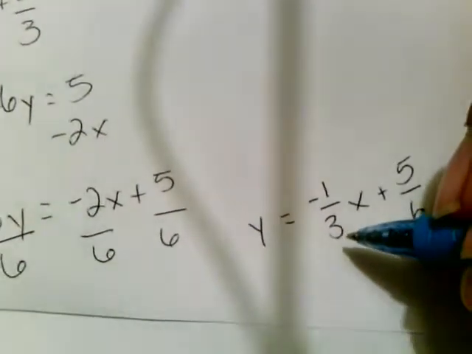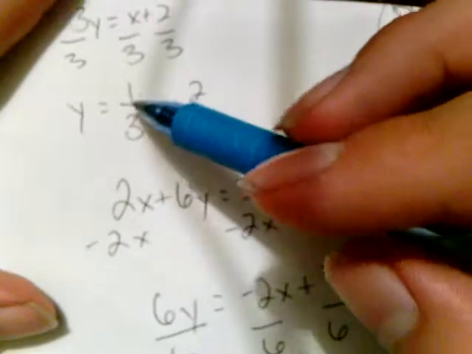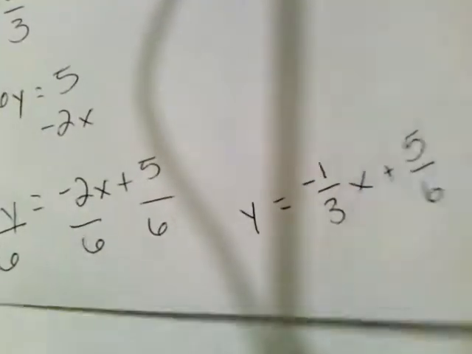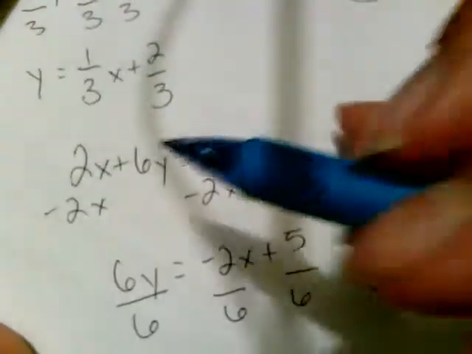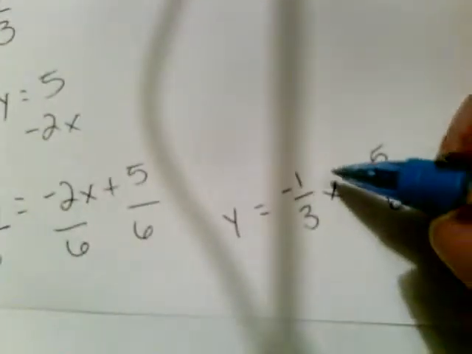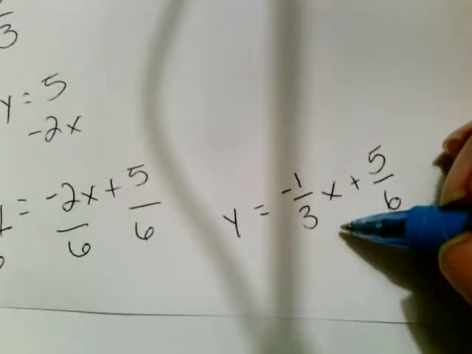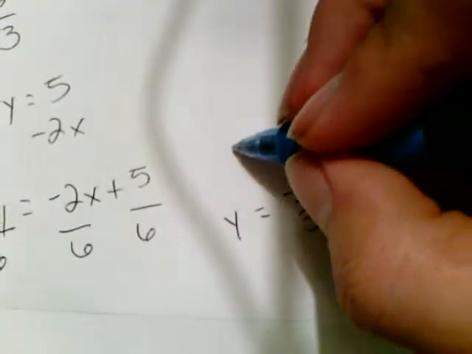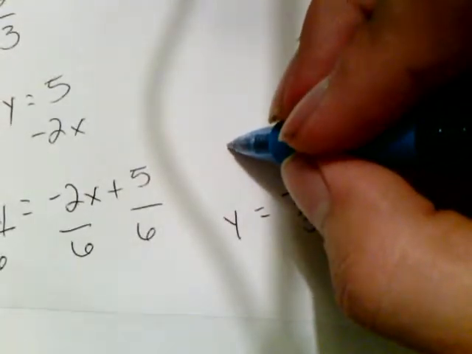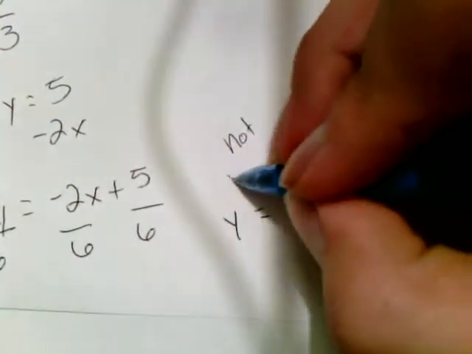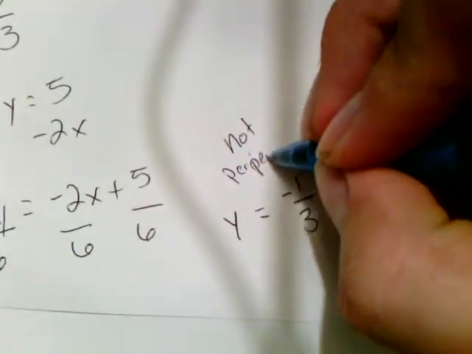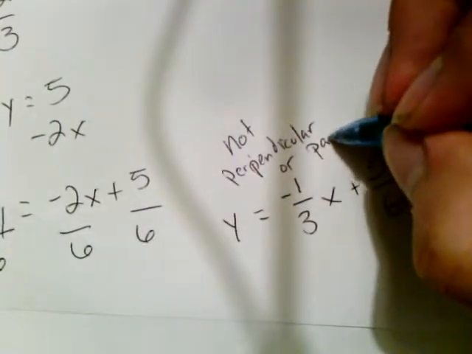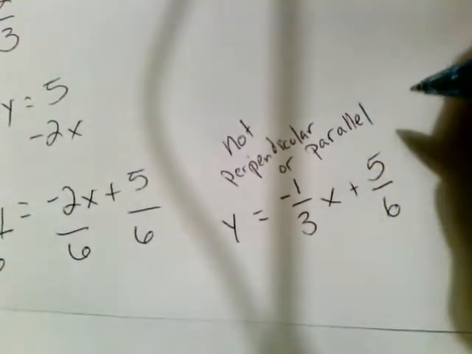Now, does this mean that they are perpendicular? Well, let's see. First, did we get the opposite part right? Well, there's no negative here, and there's a negative here, so the opposite is correct. Is the reciprocal correct? Well, this is 1/3. Well, this is also 1/3. So these aren't perpendicular, and they're not parallel. So, not perpendicular or parallel. Okay.